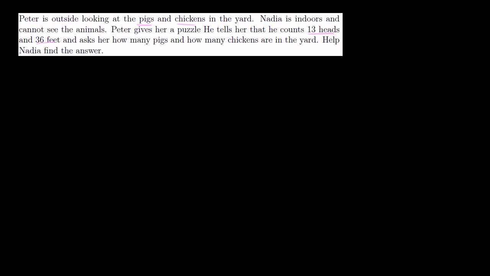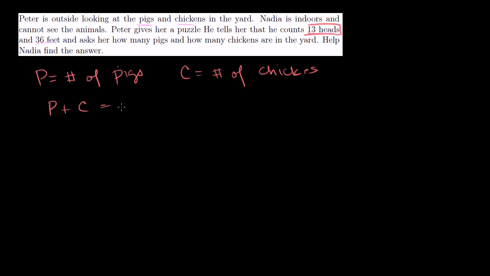So let's once again define our variables. P is equal to the number of pigs. And C is equal to the number of chickens. So the number of heads will essentially be the number of pigs and chickens, assuming they each have one head. So the number of pigs plus the number of chickens will be equal to the number of heads. So that is right here. That is 13 heads.